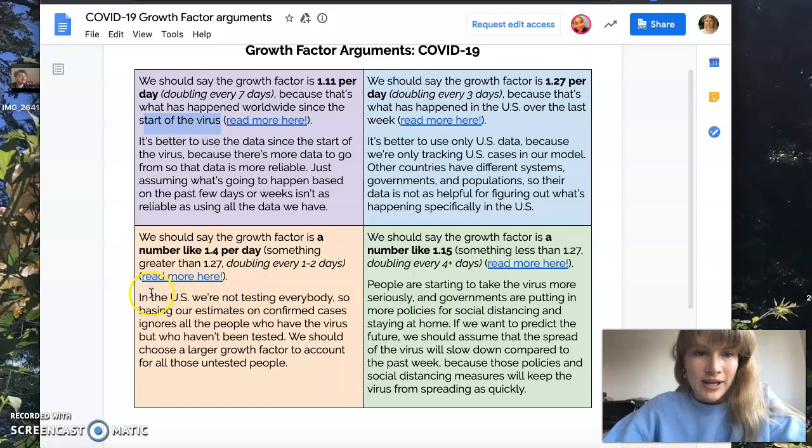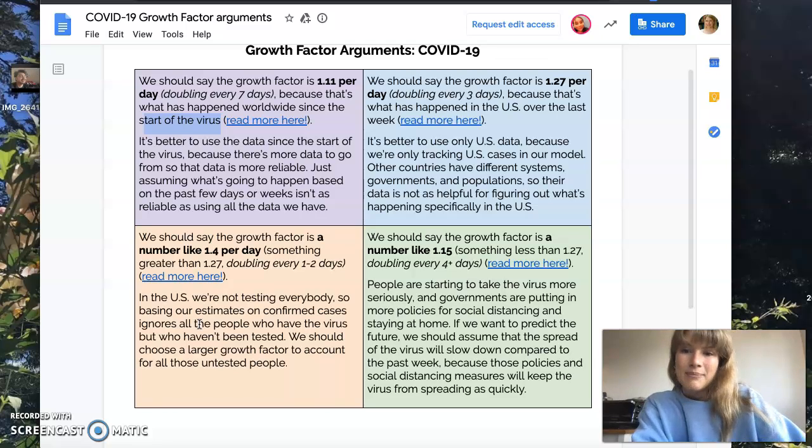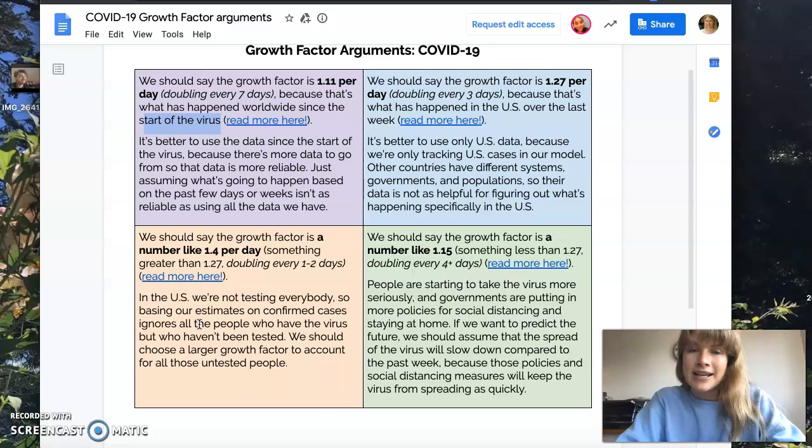That's a huge growth rate. And the argument for this one is that we're not testing everybody, so basing our estimates on confirmed cases ignores all the people who have the virus but who haven't been tested. So people who haven't been officially confirmed as having coronavirus, but they might have it. They just haven't had a chance to get a test. Ooh, that would be really scary.